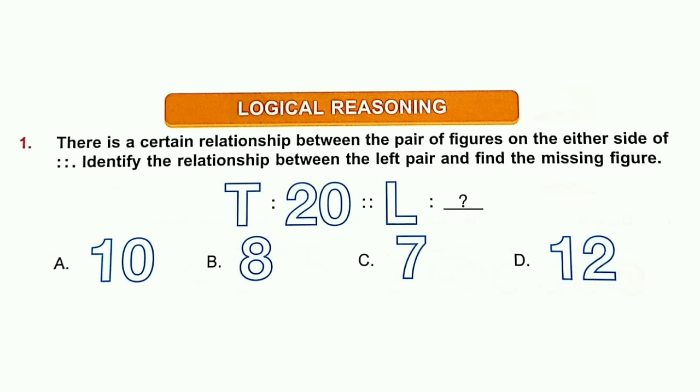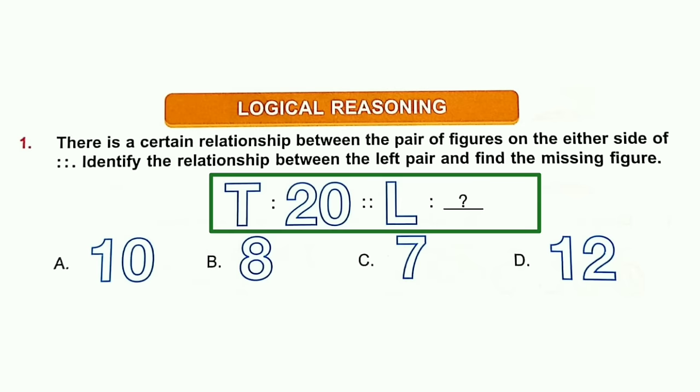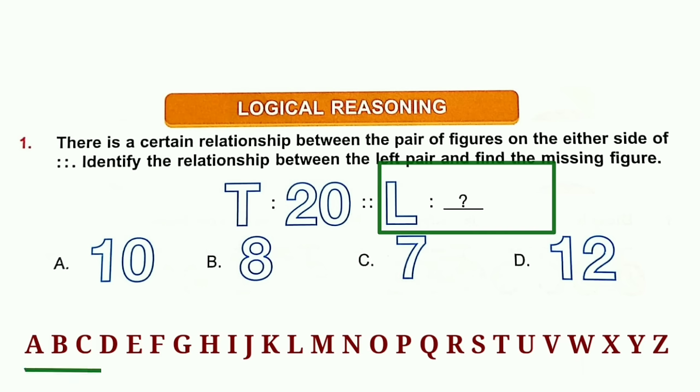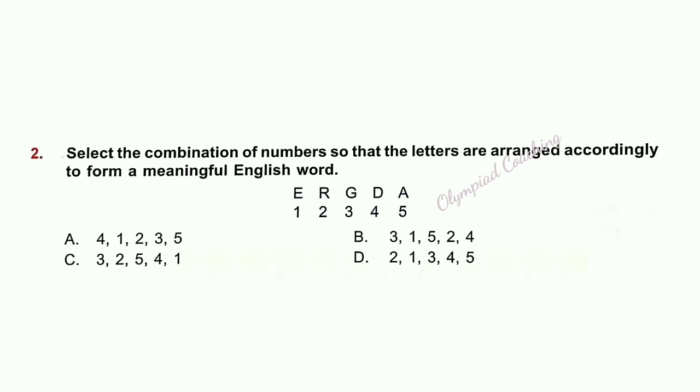Logical reasoning. Question number 1. There is a certain relationship between the pair of figures on either side of the proportion. Identify the relationship between the left pair and find the missing figure. This is the given figure. According to the English alphabetical order, T is in 20th place. So here it is written T is to 20. It means T is in 20th place. So we have to find out which place L is in. L is in 12th place. So option D is correct. The alphabetical order of L is 12. L is to 12.